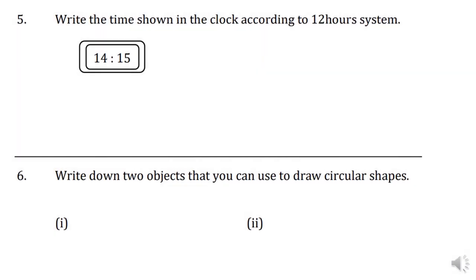Okay. Let's go to question number 5. In this one, you have to write the time shown in this clock according to the 12-hour system. In the 12-hour system, 14 is 2. That means 2 p.m. is 15. I think you understand this.